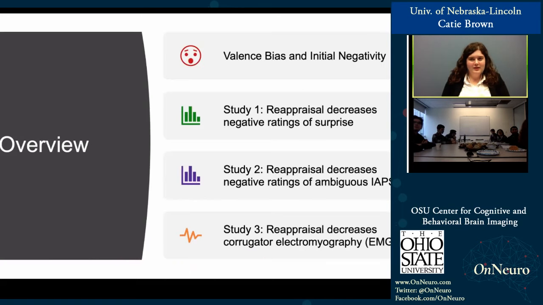Today I'll start with an overview of our main dependent variable, valence bias, and I'll show the evidence that supports that the initial interpretation of ambiguity is negative. Then I'll review 2 behavioral studies that support the idea that reappraisal is necessary for positive interpretations of ambiguity. And then lastly, I'll spend a bit of time talking about the methods we use with EMG and EDA and other emotion regulation studies.